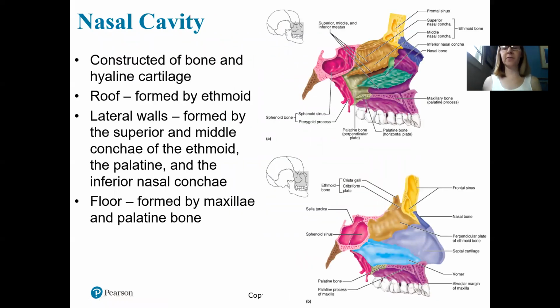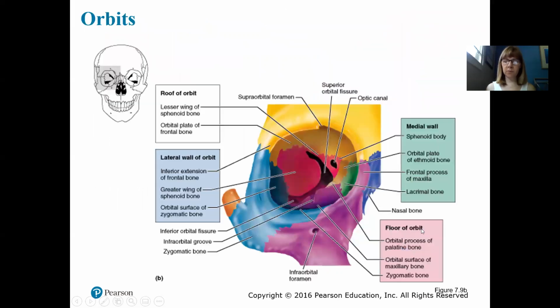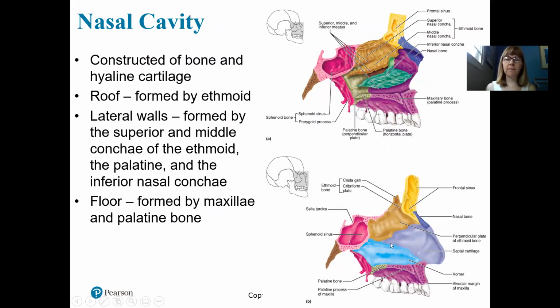Okay, this is a better view here of the different bones. So very intricate. So there's the nasal bone. And you can see each of these bones making it up. So there's the palatine bone. There's the vomer making up that. And you can see some of these sinuses, by the way.